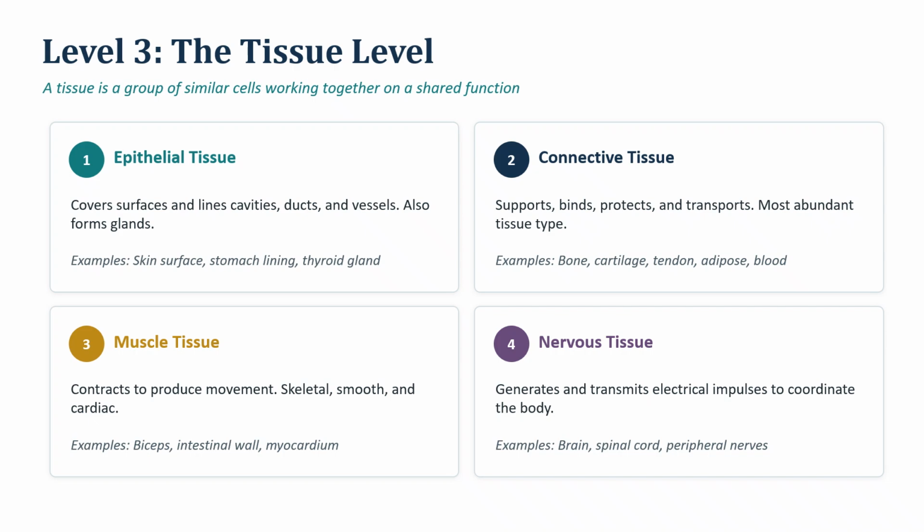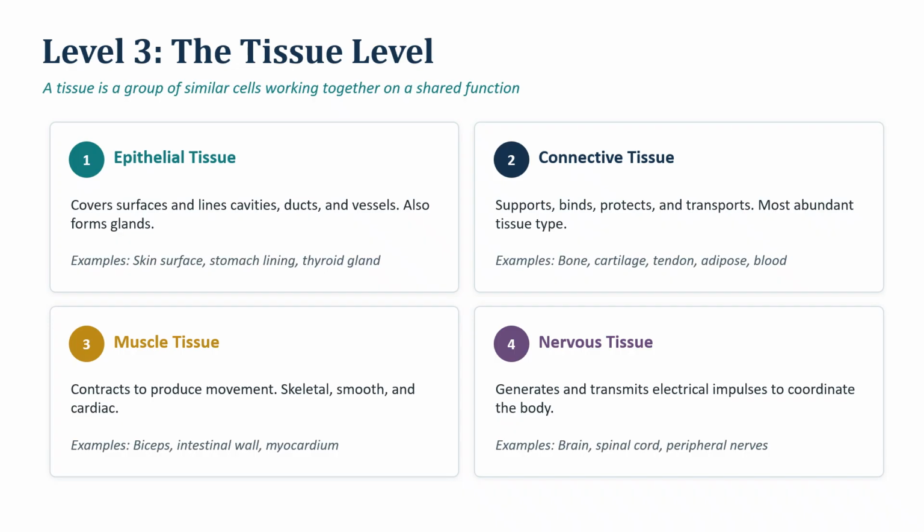Number 3 is muscle tissue, which contracts to produce movement. There are 3 subtypes: skeletal muscle, which is voluntary and attaches to bone; smooth muscle, which is involuntary and is located in hollow organs like the intestines; and cardiac muscle, which is involuntary and found only in the heart.